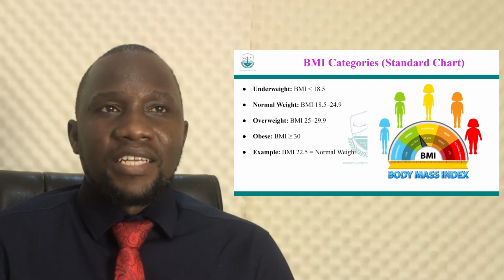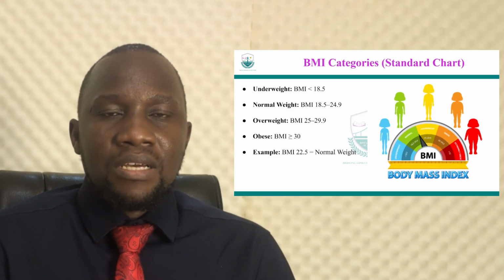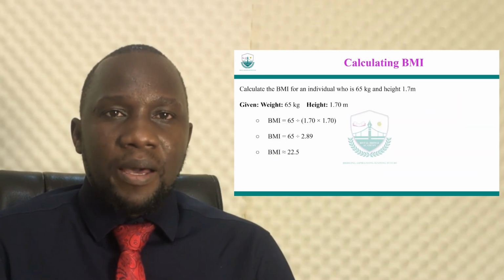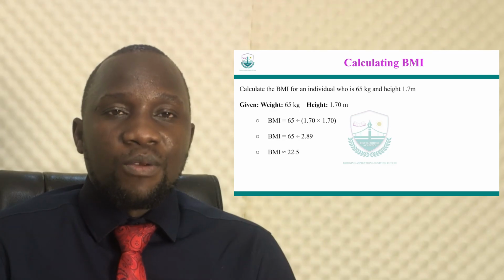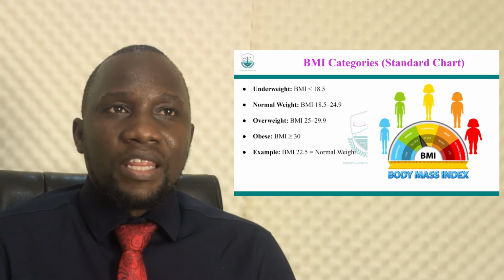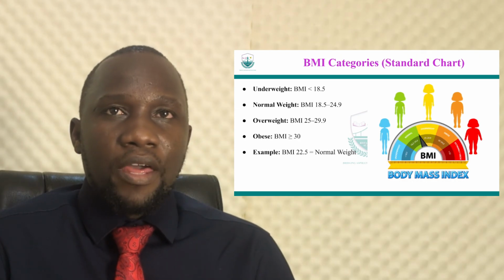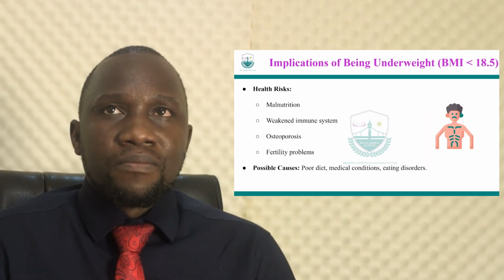Okay, so for the case that we calculated earlier on, the person has a BMI of 22.5. That person is within the normal range. So the person has normal weight. Okay, that's what we have there.